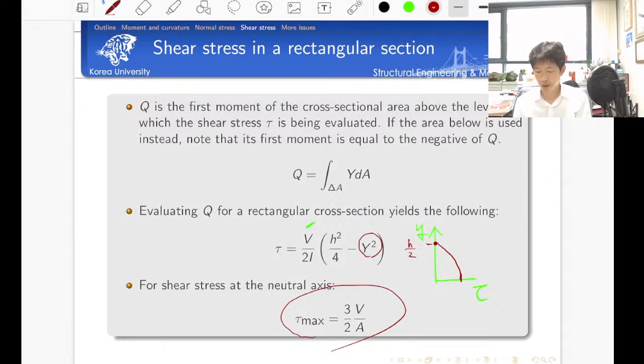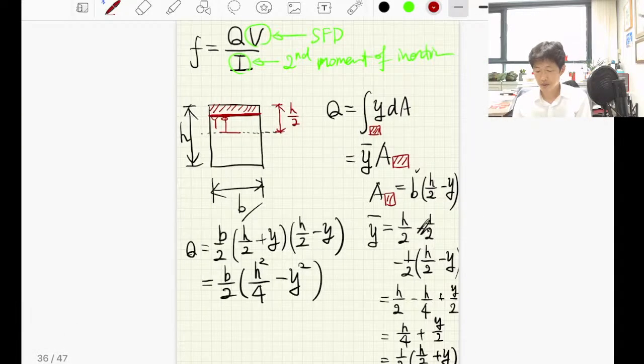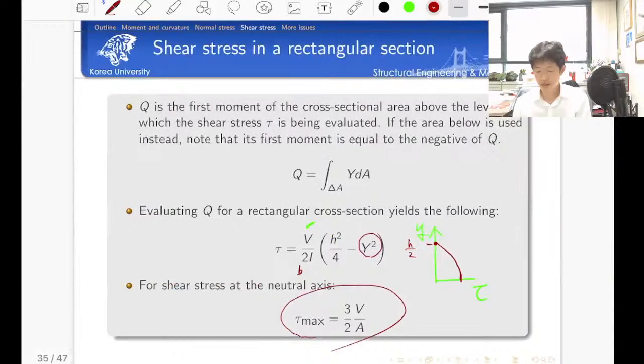Oh, by the way, I forgot the width, sorry. So B is cancelled, okay? B is cancelled. That's why I have maximum shear stress. So maximum shear stress is around 1.5, and then average shear stress, okay? 1.5 times the average shear stress.